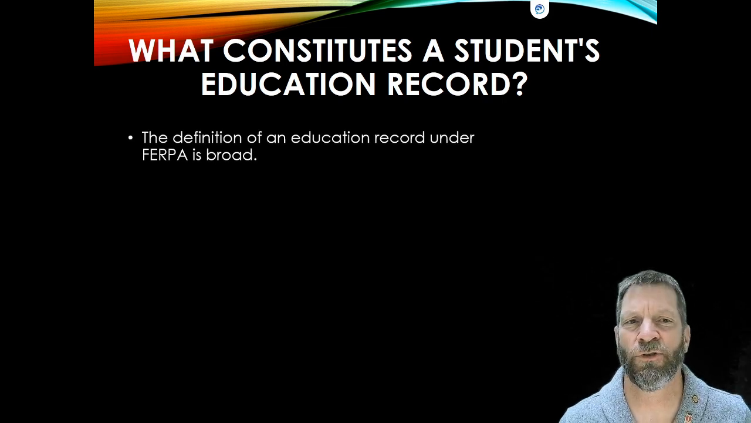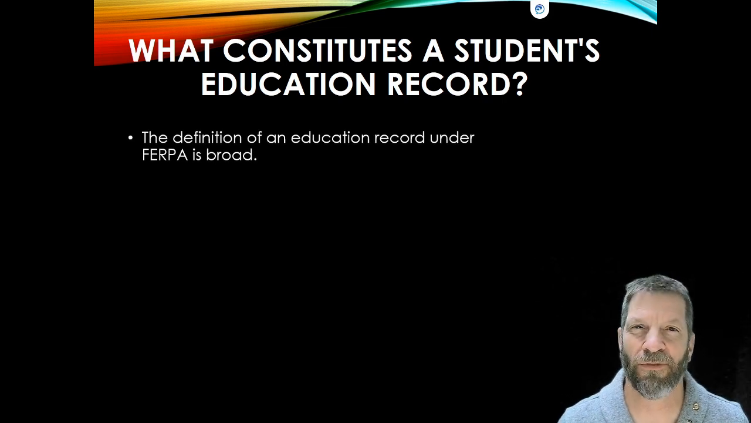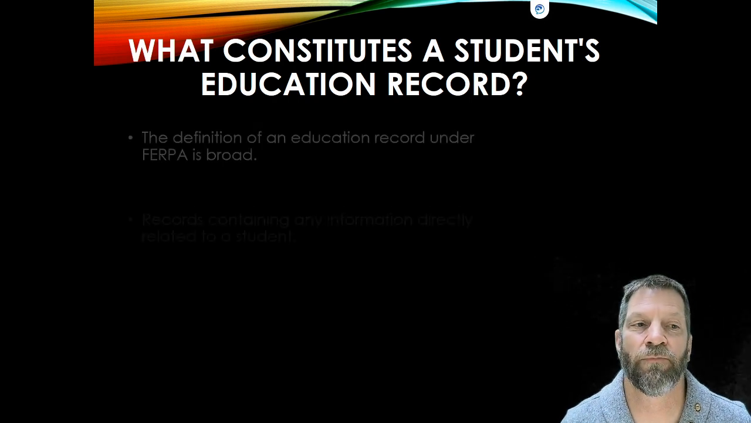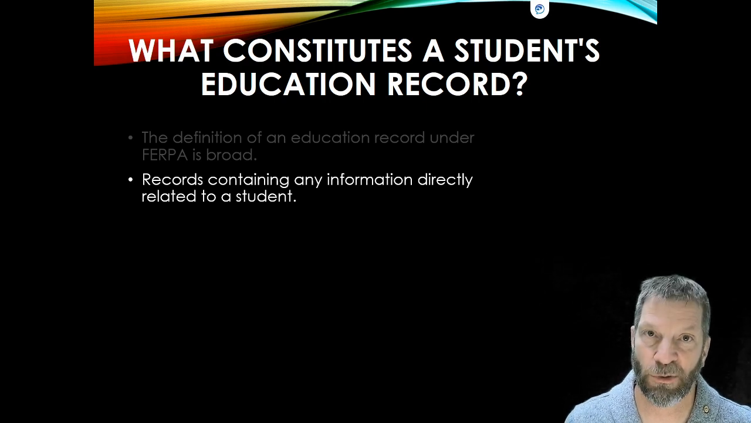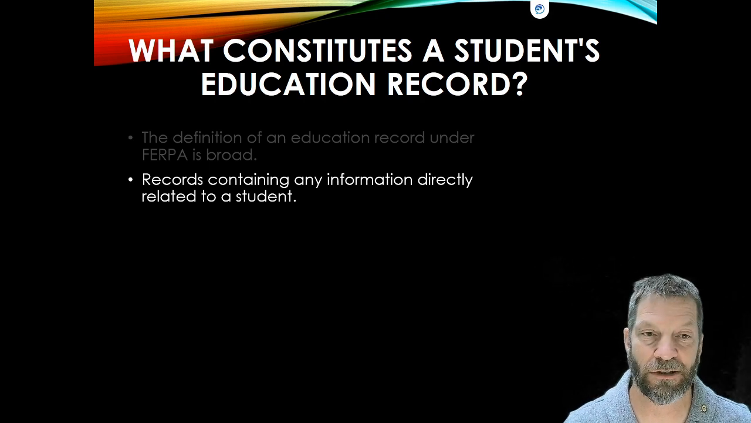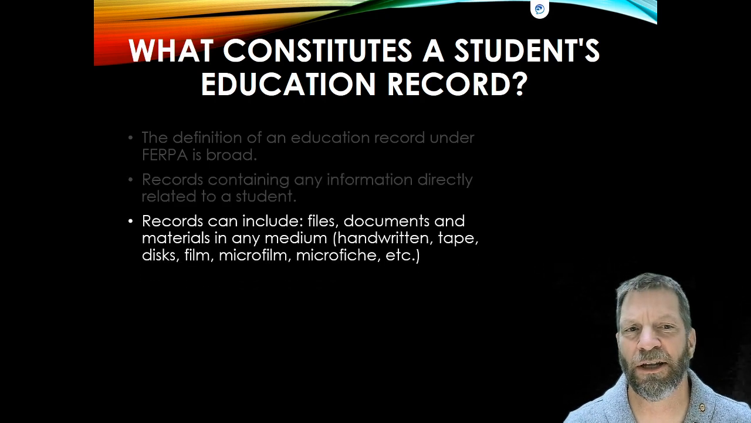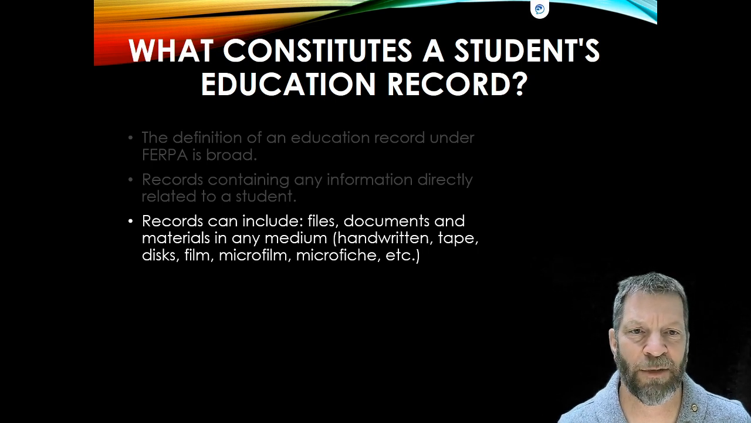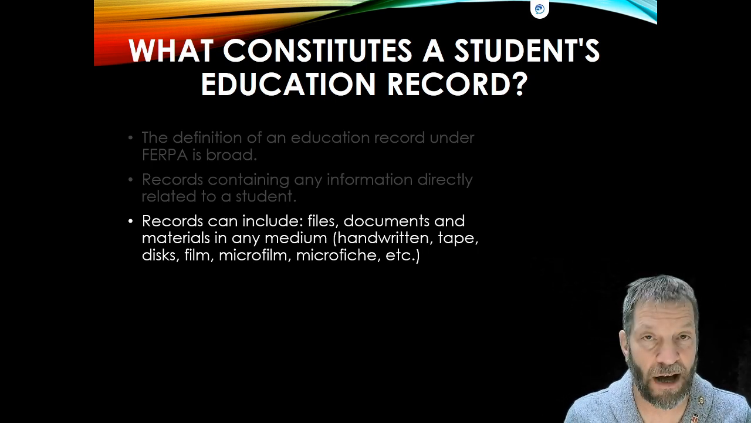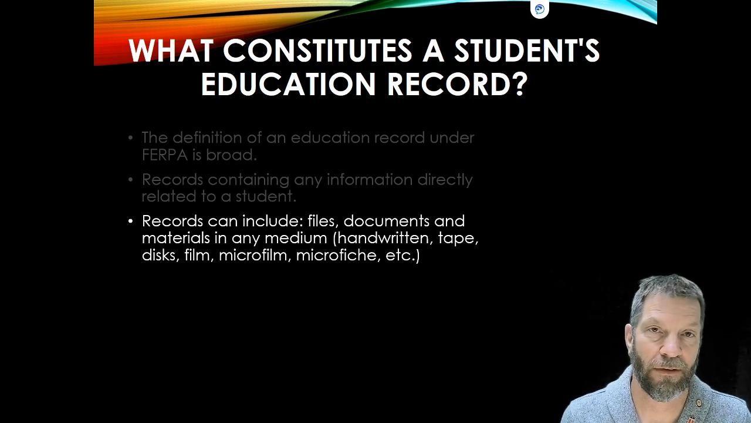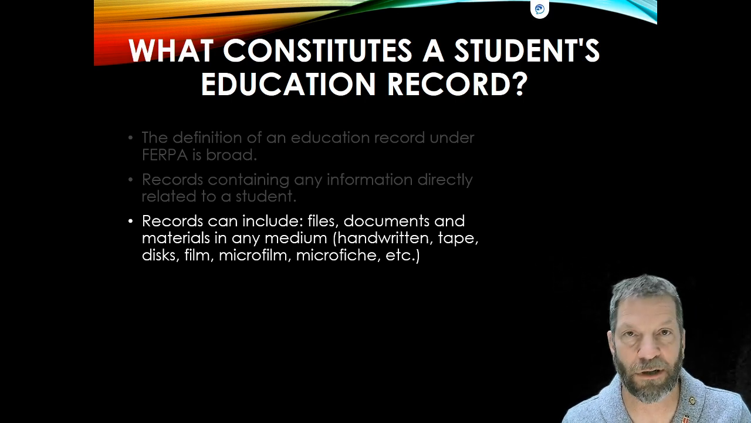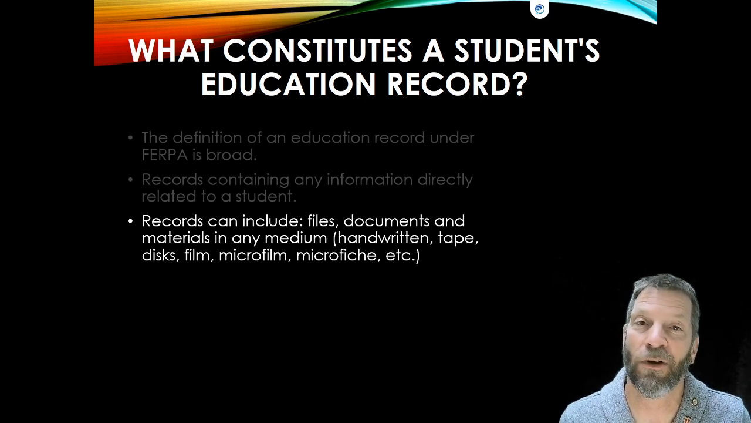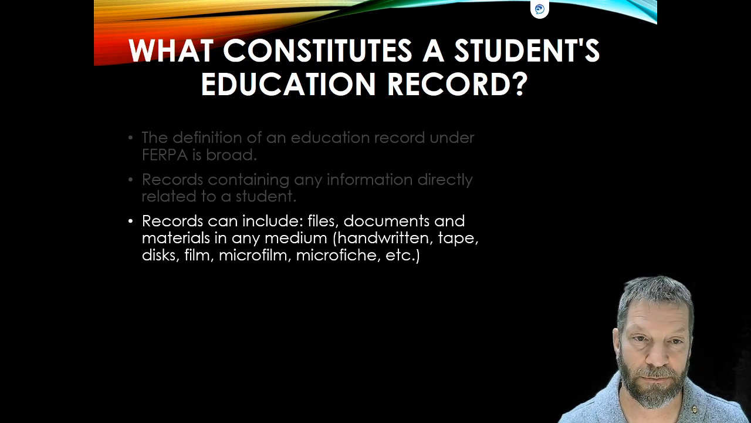What constitutes a student education record? Well, Ferpa's definition is a very broad definition. Essentially, records containing any information directly related to a student, whether that's personal information, academic information, things of that nature. Records can include files, documents, and material in any medium. So paper documents, paper files, electronic documents, anything that may be kept on a flash drive or a computer server up at IT, or even things maintained on your computer.